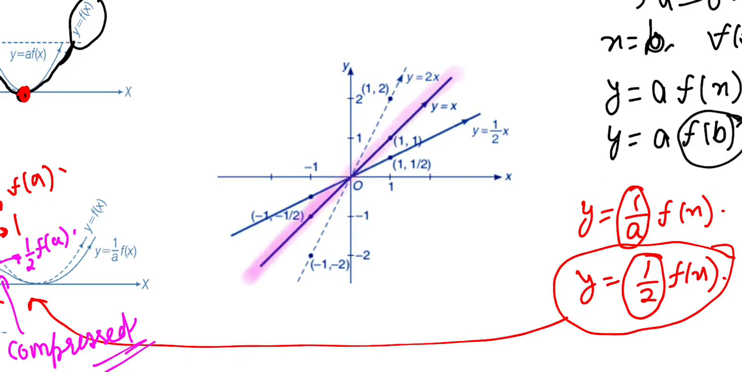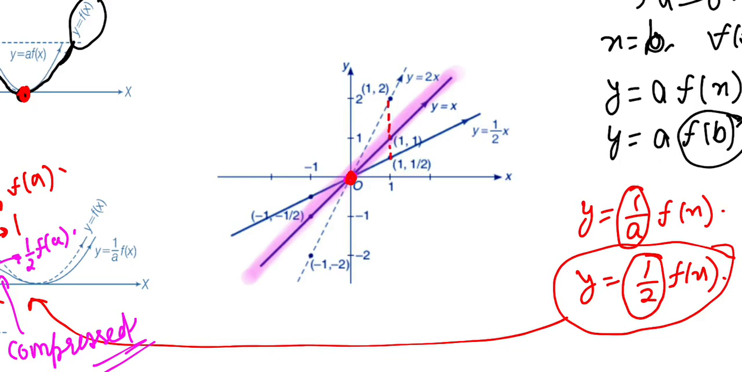This is the line y is equal to x. If we have to plot y is equal to 2x, first of all we have to find the points which are lying on the x-axis. This is the point lying on the x-axis.